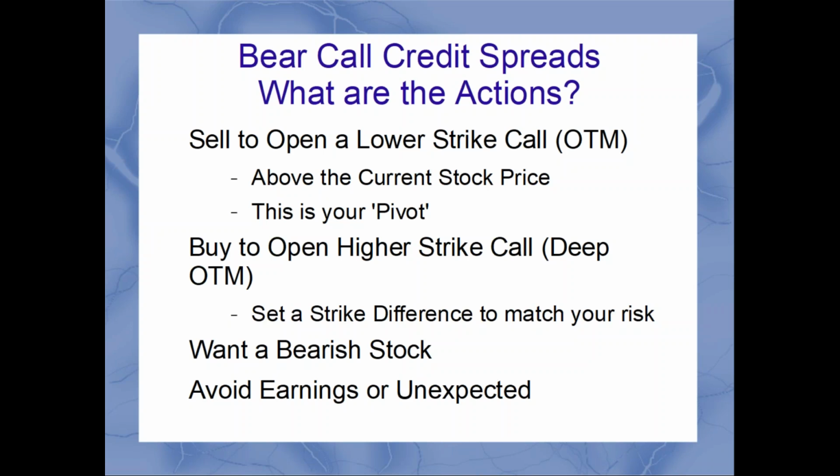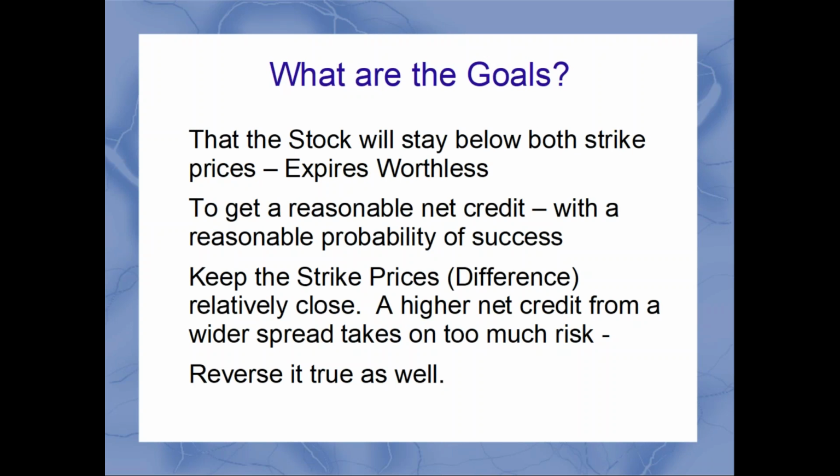You want a bearish stock that's in a downtrend. You want to avoid earnings or unexpected events. Goal's pretty simple. The stock will stay below both strike prices and expires worthless. Keep the reasonable credit, same as you would with the bull puts or the bull call debits. Same with the strike prices. Too small of a strike price, too little reward. 50-cent strike differences, making 3 or 5 cents, maybe that's too little reward. $1 strike difference making 7, 8, or 10 cents, maybe too little. 2-point spread, 20 cents or 30 cents, looking a little bit better. Okay?